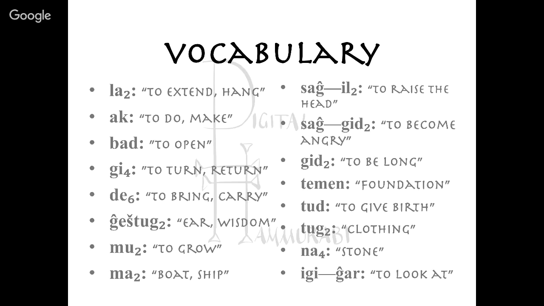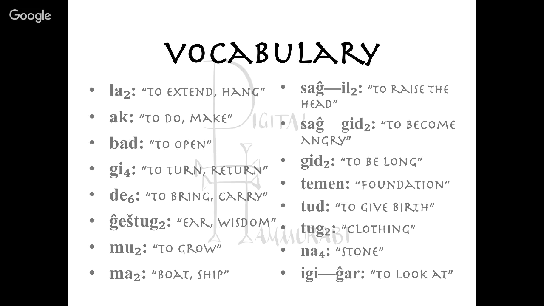Nyeshtug-2 is ear or wisdom. So you'll see rulers are sometimes called those that are broad of ear or wide-eared, and it doesn't mean that they look like Dumbo or something. It carries the idea there's a lot of space in between their ears, so they're very wise. They're very intelligent. So anyway, Mu-tu is to grow. Ma-tu is boat or ship.